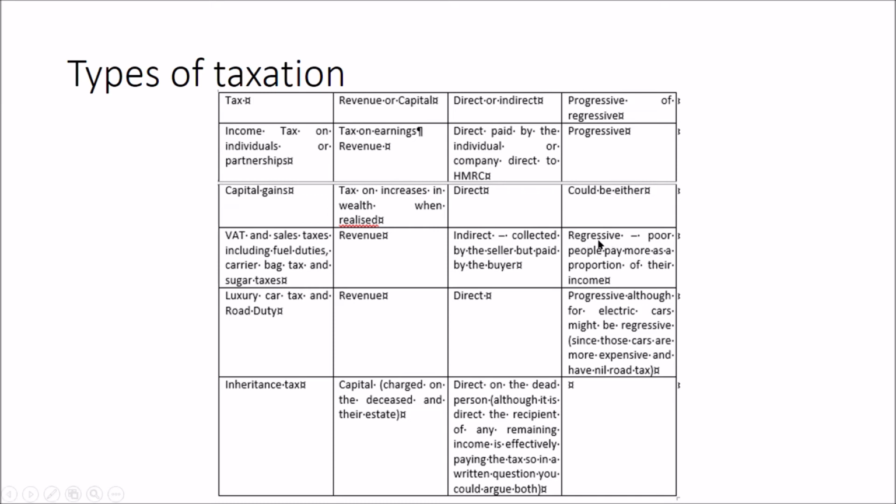So let's say I earn twice as much as you earn, and we both go out and we both buy a packet of fags. I don't smoke, but we are going to, and we both pay the same VAT on that amount. Really, you're earning half the amount that I'm earning. As a proportion of your income, you've paid more tax than I have.